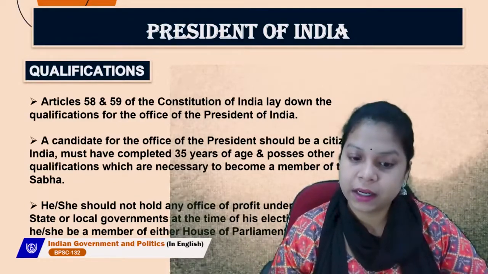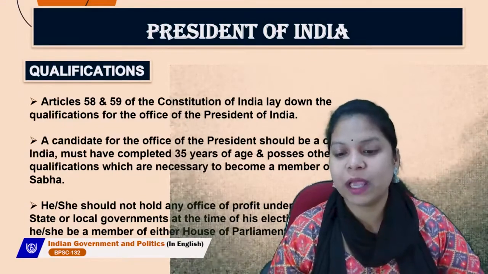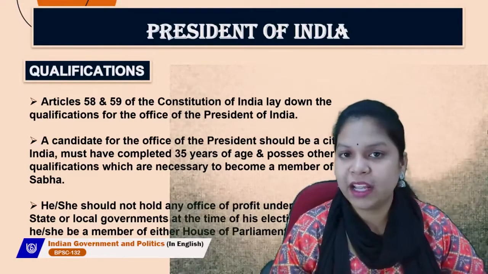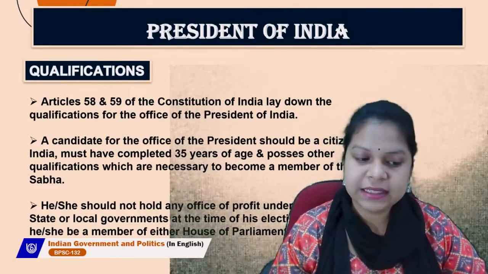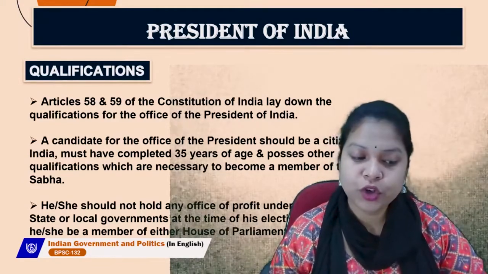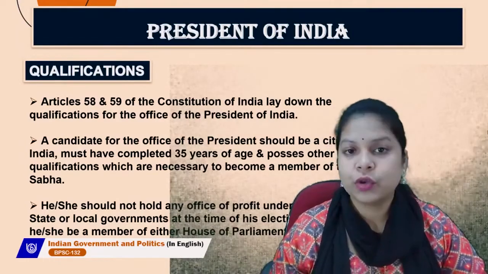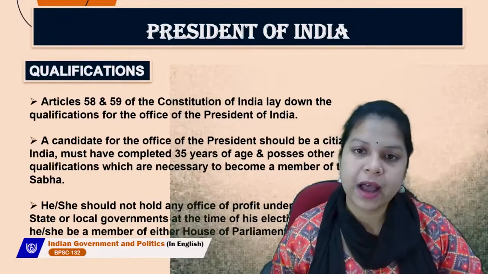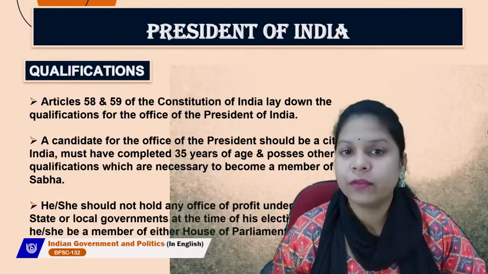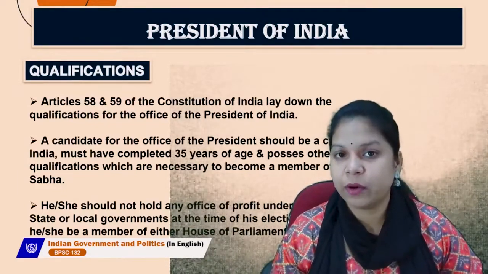The candidate must have completed 35 years of age and possess the other qualifications necessary to become a member of the Lok Sabha. He or she should not hold any office of profit under the union, state or local governments at the time of his election, nor should he or she be a member of either house of the parliament or state legislature. So a president is not allowed to be a member of either house of the parliament or state legislature, and should not hold any office of profit under the union, state or local governments during the time of his or her election.